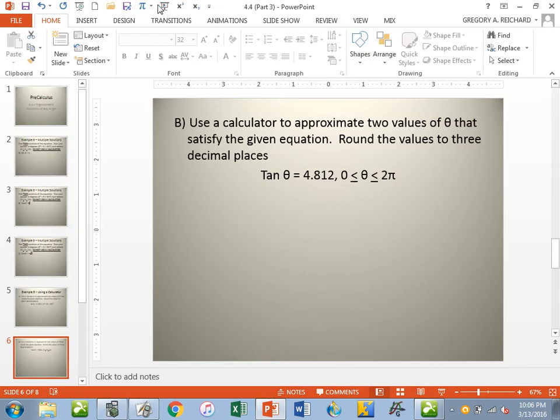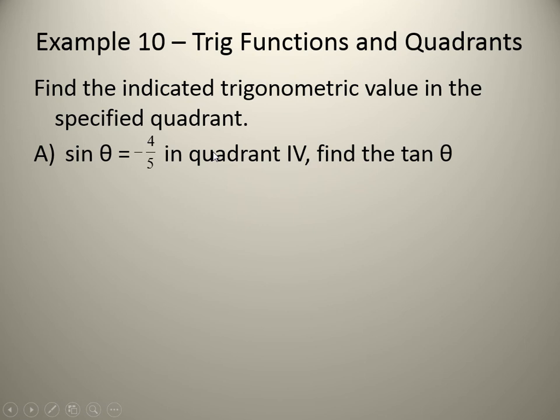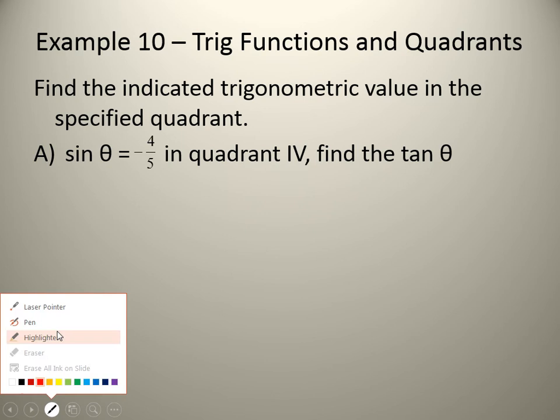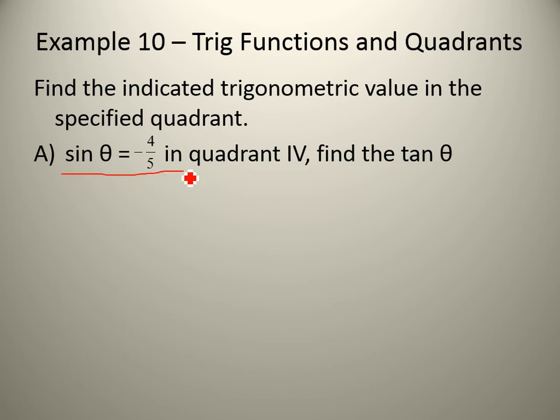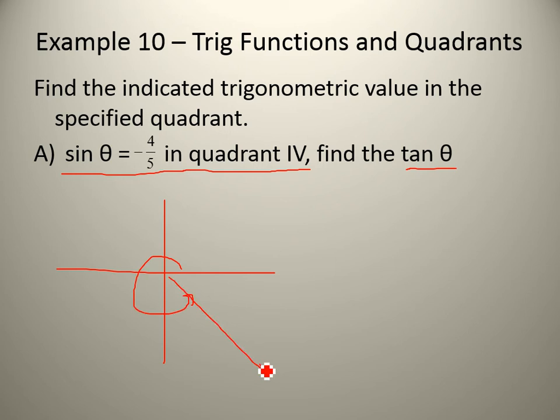And then finally, finishing up with this last example here. The question says, find the indicated trig value in the specified quadrant. So for part A, what we have here is the sine of theta equals -4/5, and it's in quadrant 4, and we want to know what would the tangent of theta be if that were true. So if I draw an angle in quadrant 4, I get something like this here, and if I draw a reference triangle for that, here's my right angle. Just remember that sine is y over r. So if I have -4/5, that's going to make this -4, that's going to make this +5.